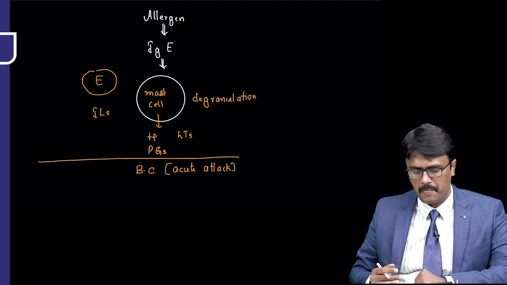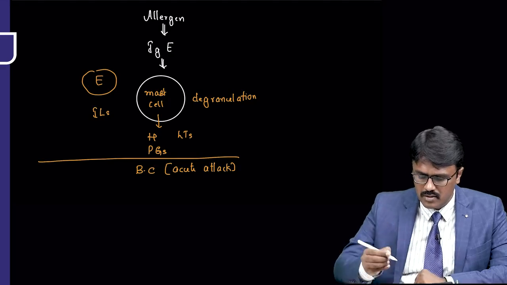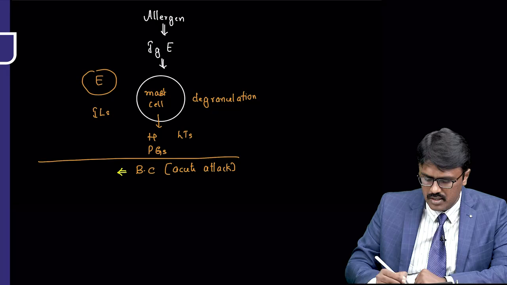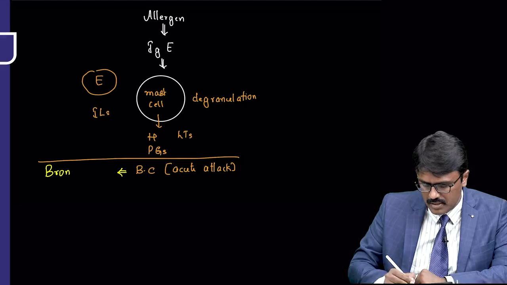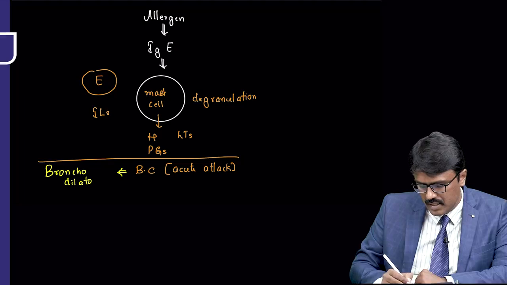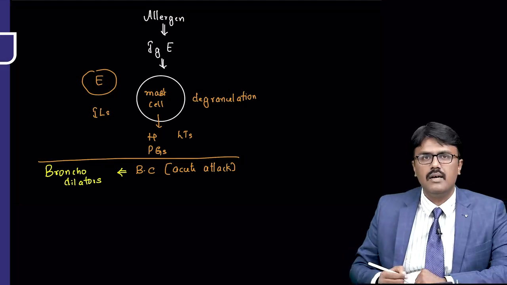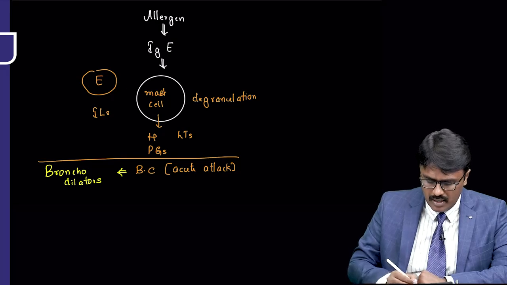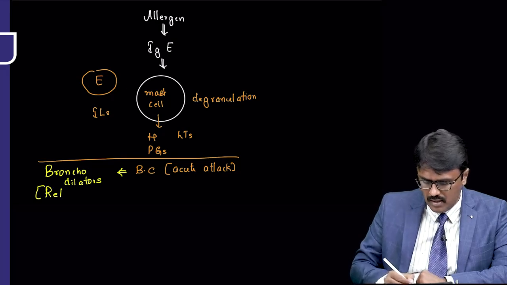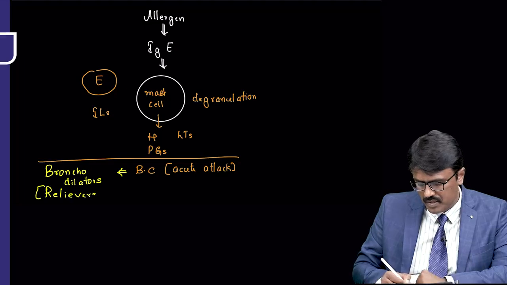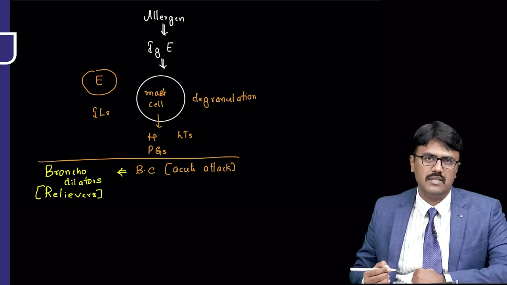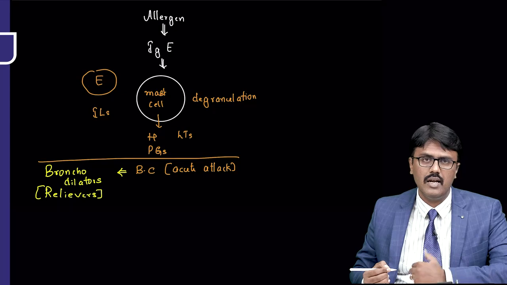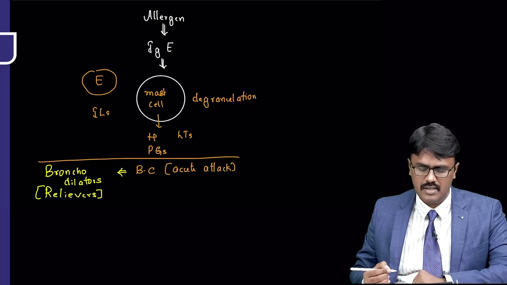That is what happens. The drugs which we use to treat bronchoconstriction are called bronchodilators. Bronchodilators are also called by a name, that is relievers. Now why are they called relievers? Because they relieve the asthma symptoms. They cause bronchodilation and relieve the wheezing, cough and all those things.